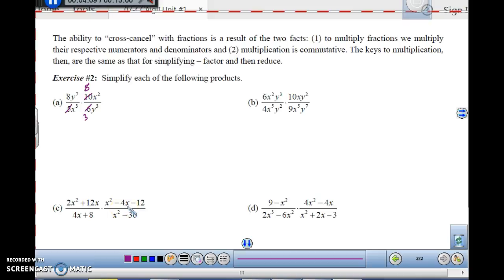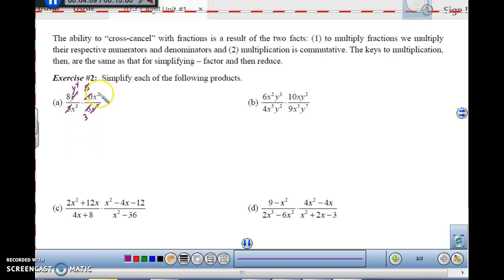Number-wise, I'm finished. I've canceled everything that I possibly can. Now, for numbers, I've done, now I want to do the variables. You're dividing the variables, so you're subtracting the exponents. So y to the 7th and y to the 3rd, you're dividing, this cancels out, this will leave you with y to the 4th.